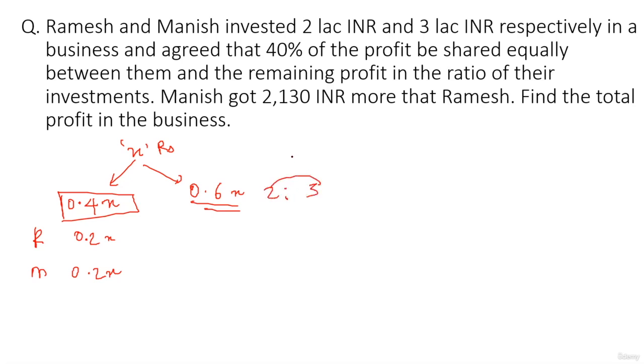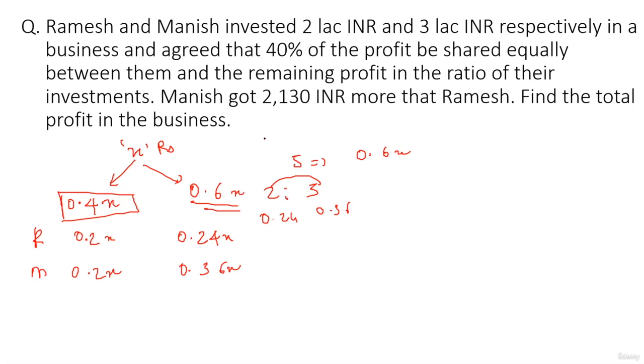Now 2 plus 3 corresponds to 5 points. 5 points is 0.6x. If 5 points are 0.6x, then 2 will be 0.24 and 3 will be 0.36. So Ramesh will receive 0.24x and Manish will receive 0.36x.